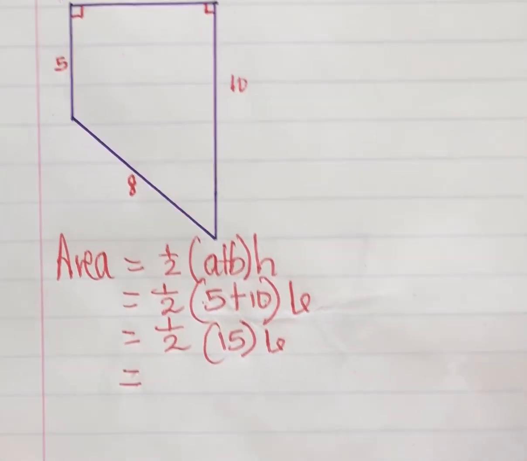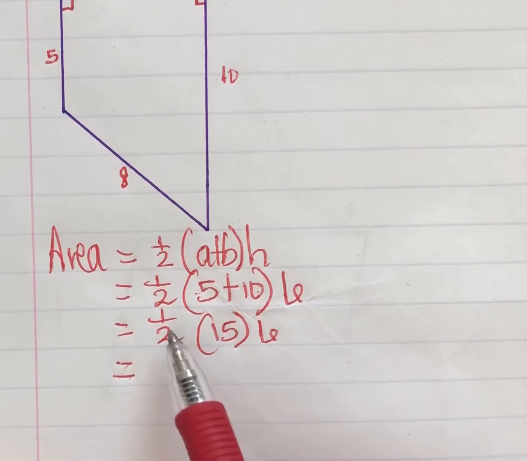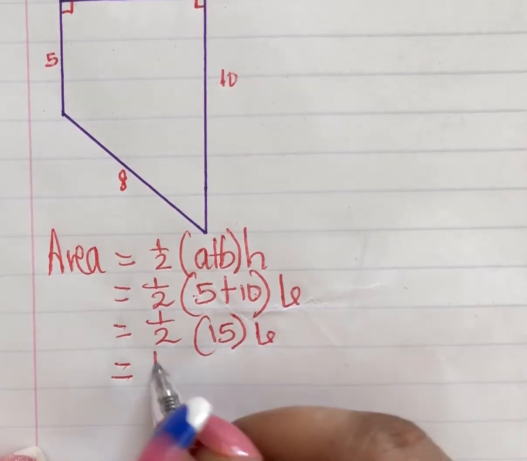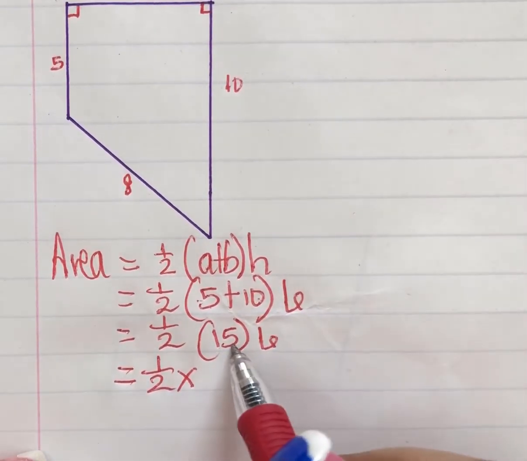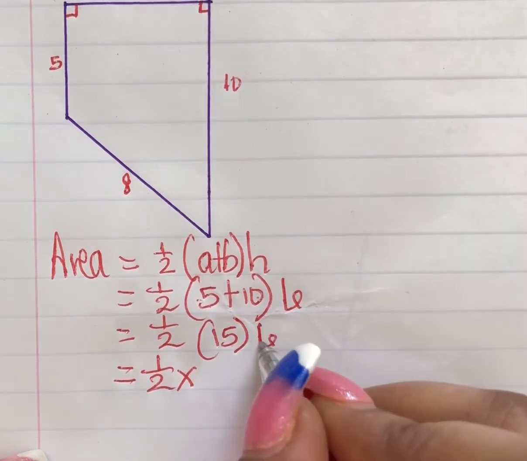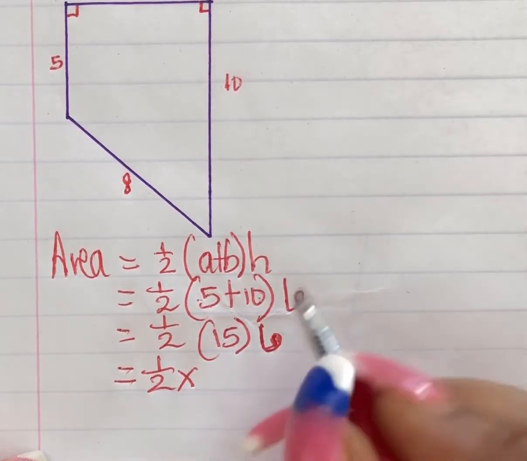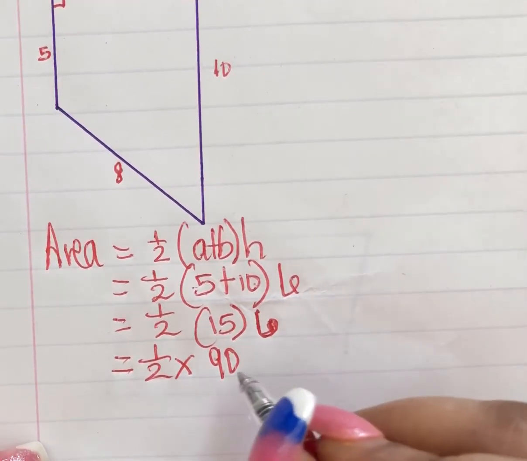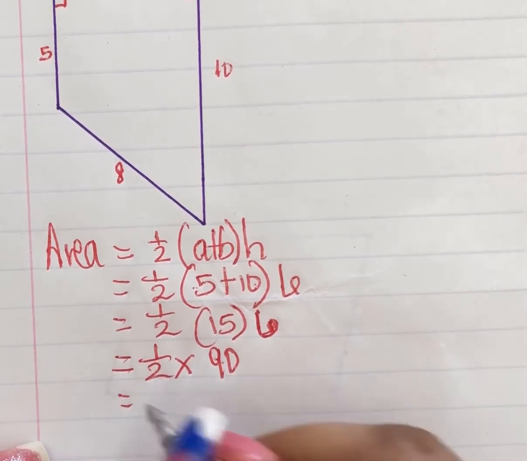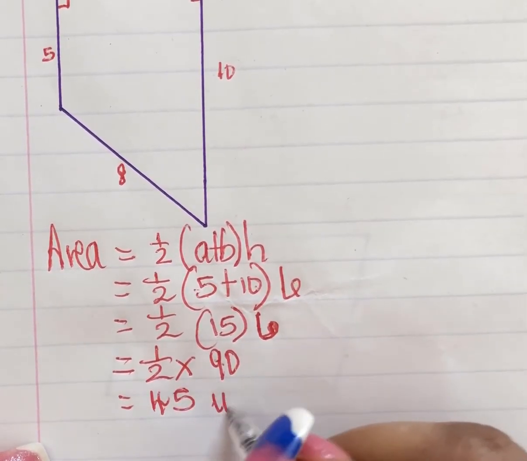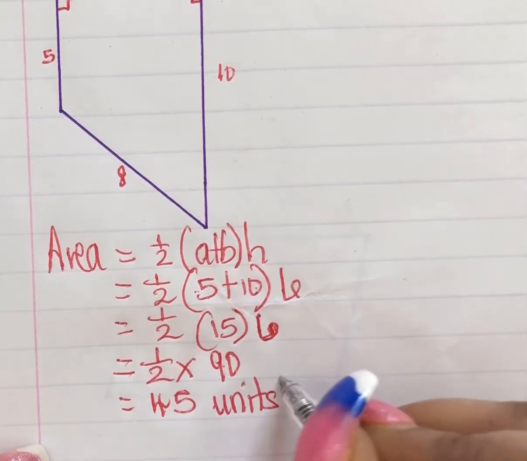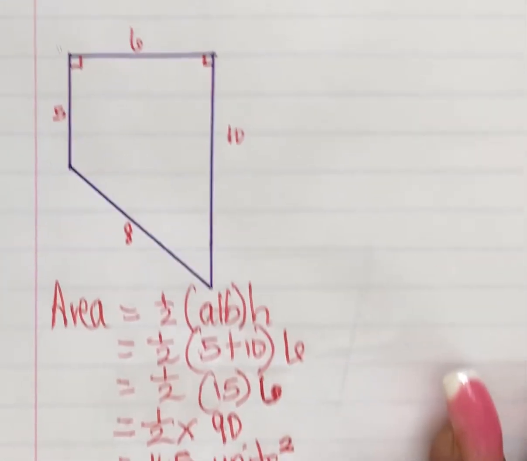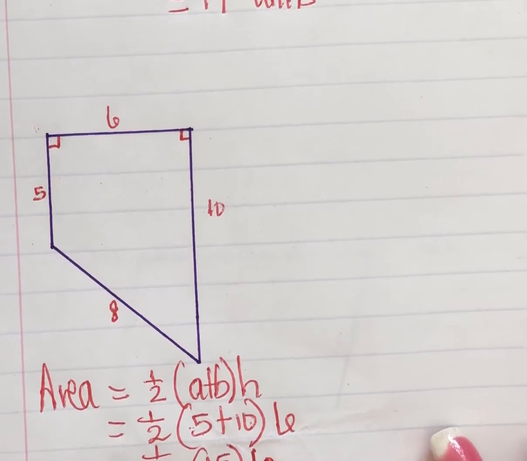I can now choose how I want to multiply. So I can multiply half by 15, or I can multiply 15 by 6. Half multiplied by 15 multiplied by 6. We're multiplying 15 by 6. 15 by 6 gives 90. Okay? Half of 90 is exactly 45 units. We need to square because we are multiplying. Okay? So that's our area of this shape.